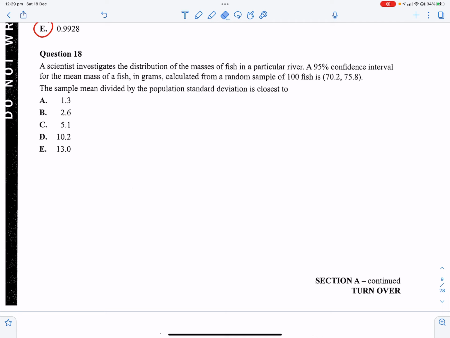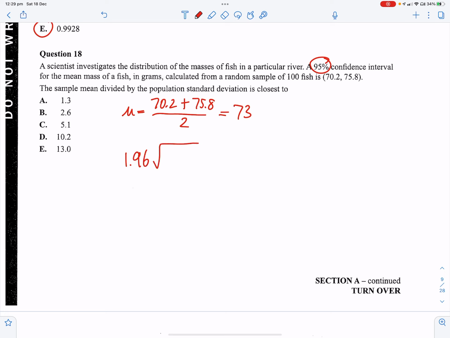Okay, a scientist investigates the distribution of mass of fish in a particular river. A 95% confidence interval for 100 fish is given, with the sample mean and the population standard deviation. So first thing, the mean is 70.2 plus 75.8 on 2, which is 73. It's a 95% confidence interval, so 1.96 times sigma on root 100, which is 10, is equal to the distance between 73 and 75.8, which is 2.8.